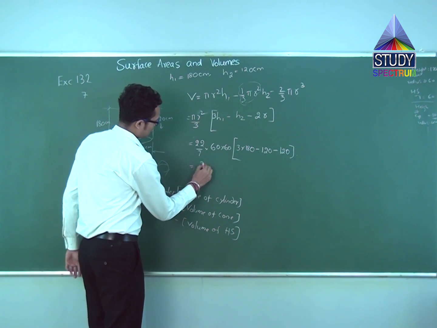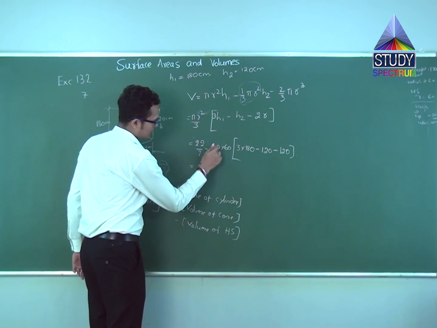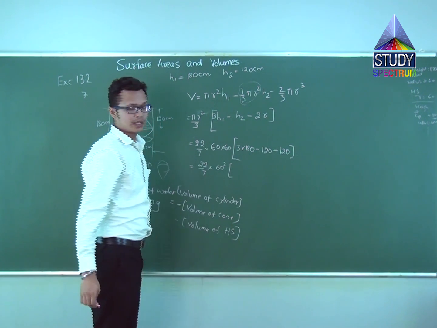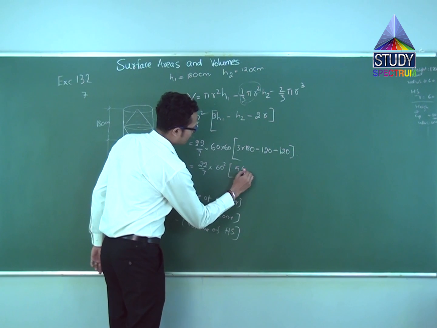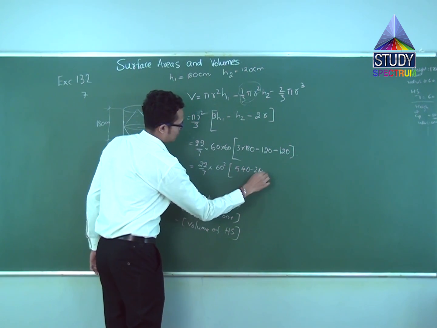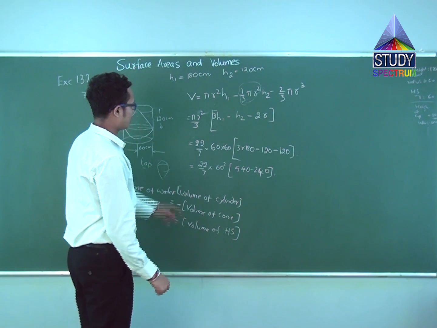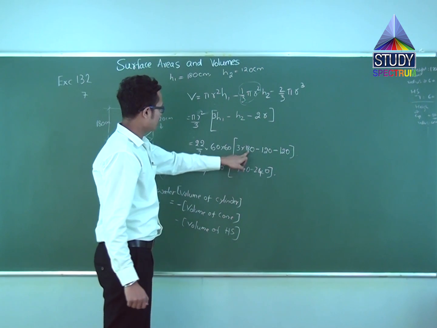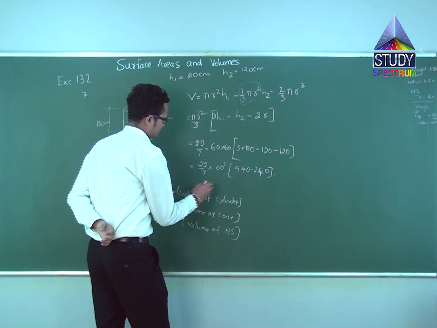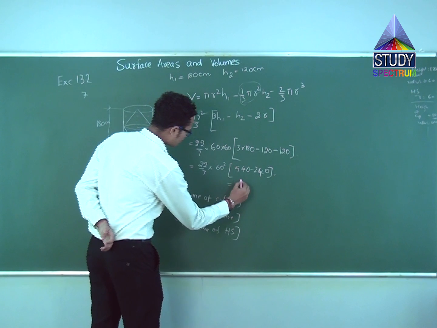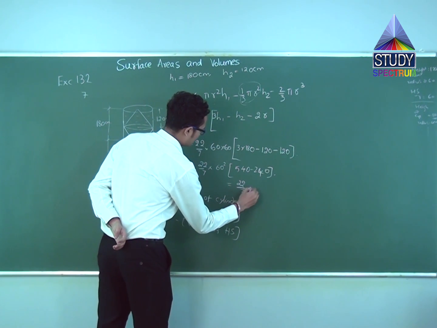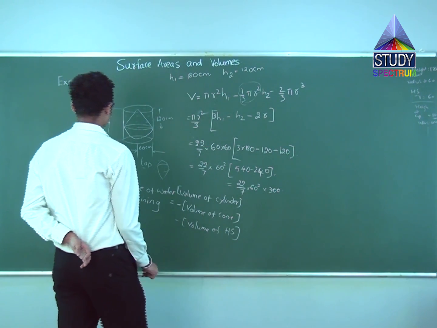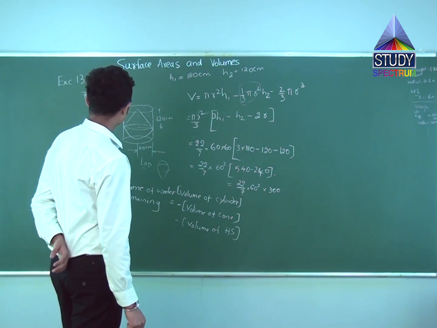This is equal to 22 by 7 into, I'll just write 60 square. 18 times 3 is 54. So 540 minus 240. 540, that is 120 plus 120. When I take minus out, 120 plus 120, 240. 18 3s are 54. This is equal to 22 upon 7 into 60 square into 300.